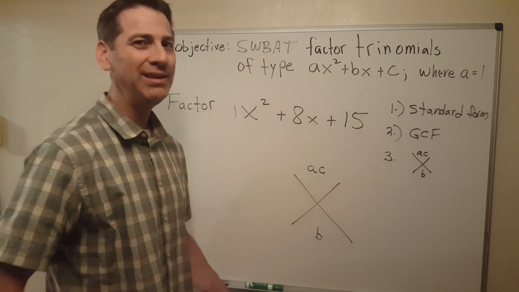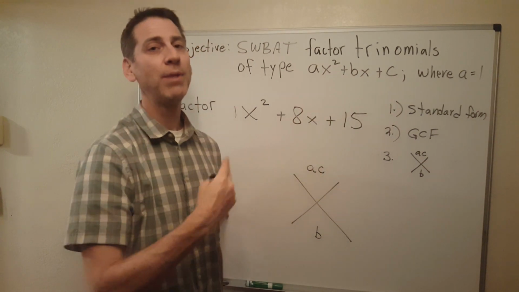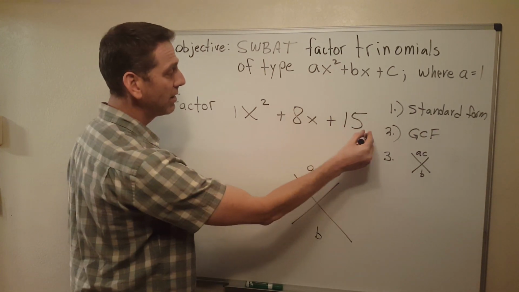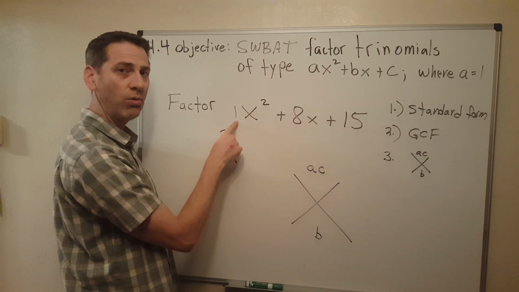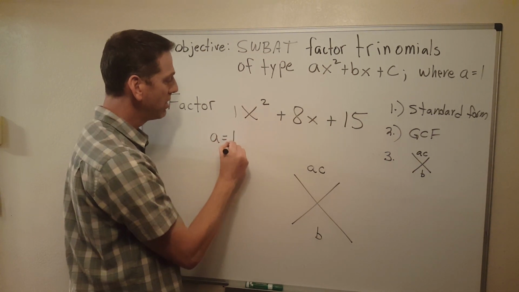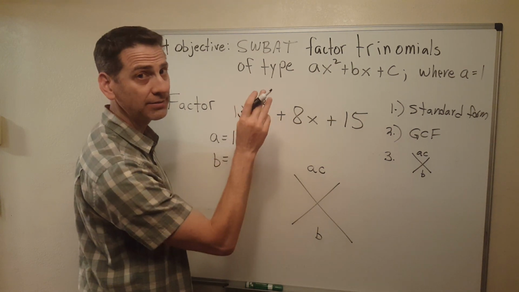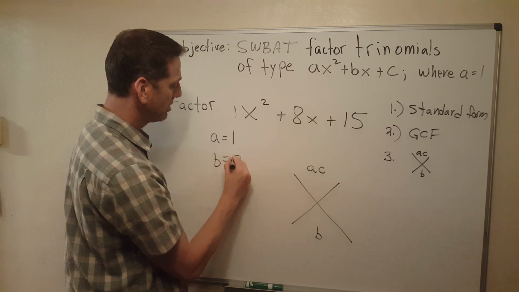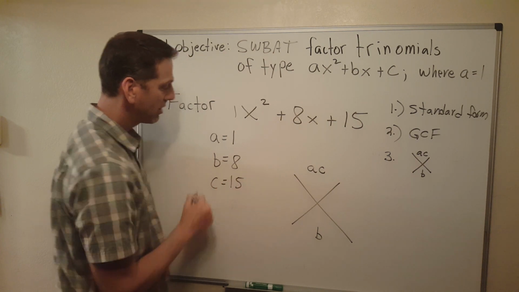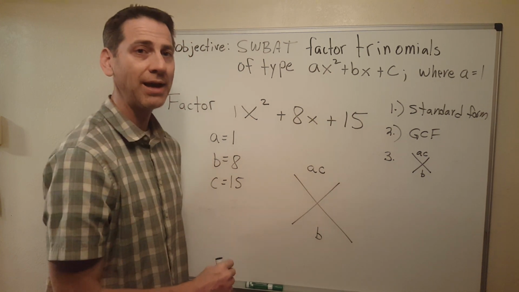What do I mean by A, C, and B? These letters are just the coefficients in my trinomial. So in this case, what is A in this trinomial? Well, A is just 1. I have to know my ABCs, right? So A is 1, B is 8, not 8x, just 8. And C is 15. Once I know my ABCs, I can then put my numbers into this X.